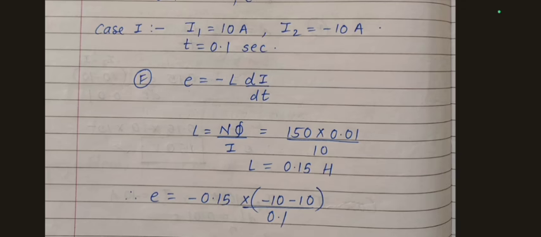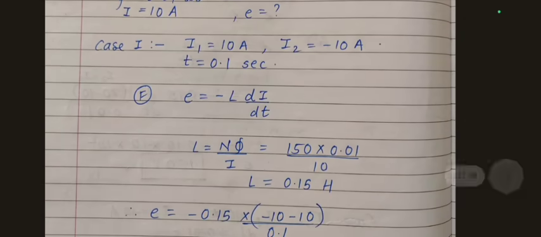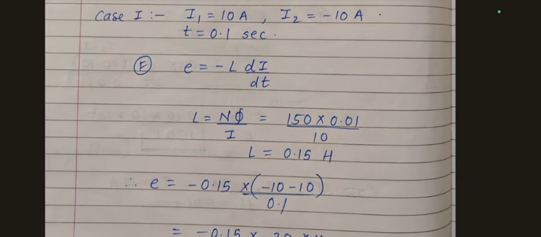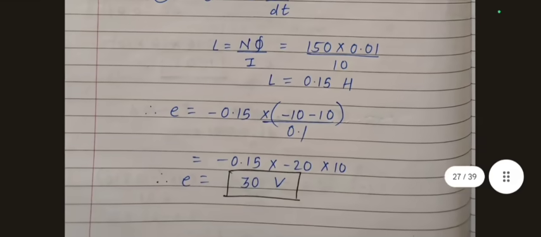Now L is not given to us, but phi and N are given. So with the help of that we can find out self inductance, that is N phi by I is the formula for self inductance. Just substitute these values, you will get L is equal to 0.15 Henry. Now use the formula for getting EMF, that is minus 0.15 into minus 10 minus 10, as I2 is minus 10 and I1 is 10, just subtract them, and dt is 0.1. Finally you will get E as 30 volt.